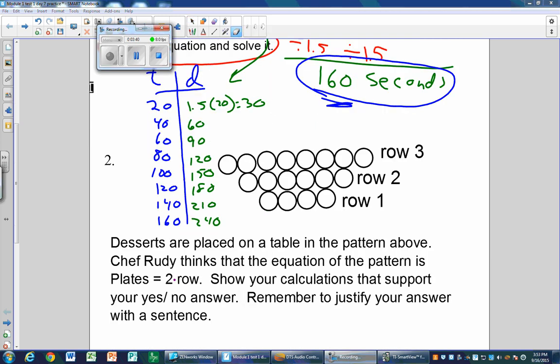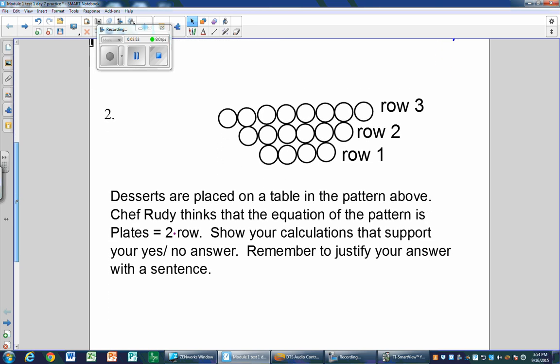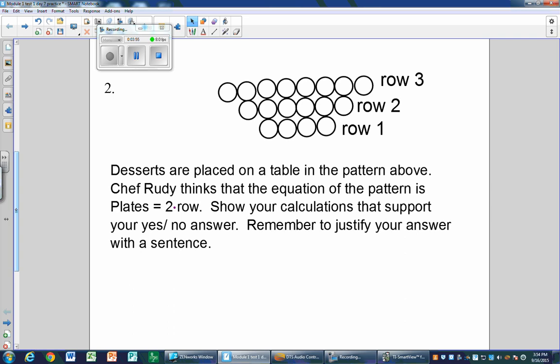Number 2. Desserts are placed on a table in a pattern above. Chef Rudy thinks that the equation of the pattern is plates equals 2 times the number of rows. Show your calculations that support your yes or no answer. So is that the correct equation? Is Rudy right? Remember to justify your answer with a sentence.